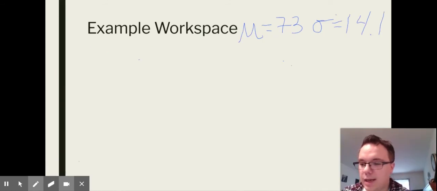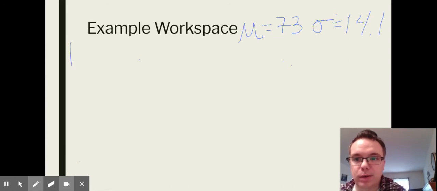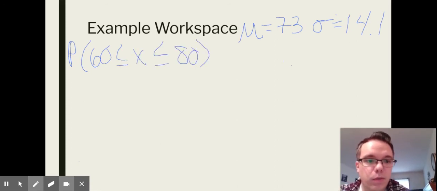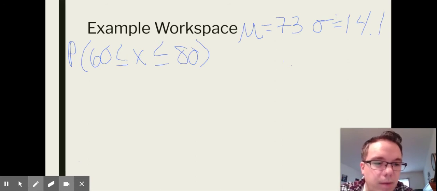All right, our last example wants to know the probability that we have between 60 and 80 seals. So we want the probability that x is between 60 and 80. Remember last time, when we were trying to find the probability in between, we had to find the probability for the z-score of the bigger one and subtract away the probability for the z-score of the smaller one. And that gave us our probability for in between.